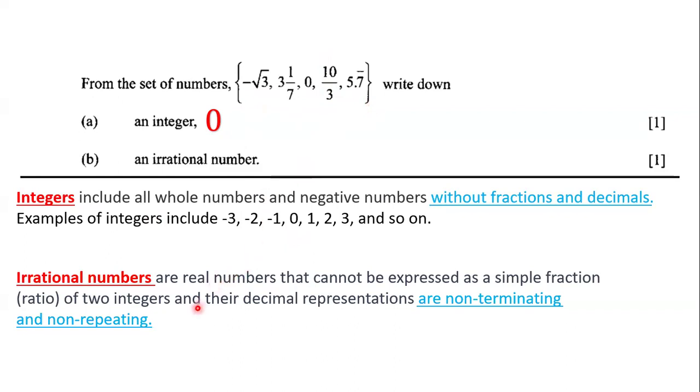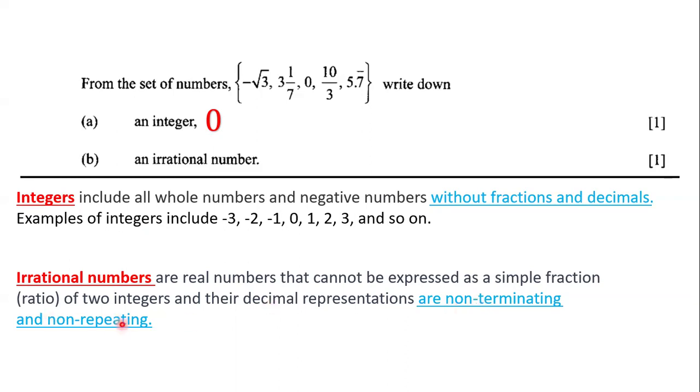Okay, what else? And their decimal representations. So irrational numbers can be decimals, right? And their decimal representations are non-terminating and non-repeating, which means that they can be expressed as decimals, but their decimal representations are non-terminating, which means that it continues on and on and on, which means it doesn't stop.